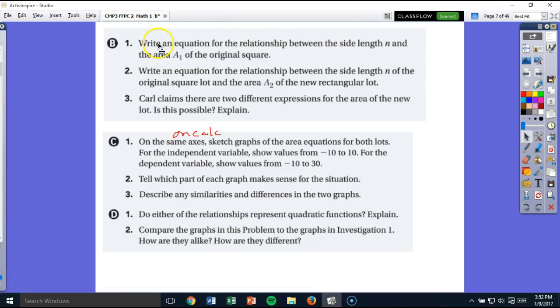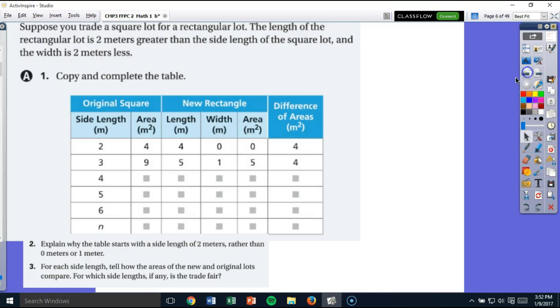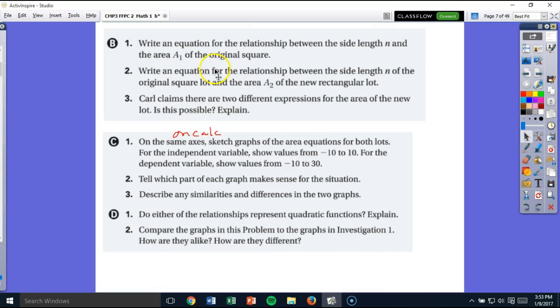Part B, write an equation for this relationship between side length n and the area A1. So on the bottom part here, it has a side length of n, and you can still fill out these areas down here, as well as the area by following your same mathematical rules for calculating area. So come up with an equation for the original square, and then come up for an equation for the area of the new lot at length n.